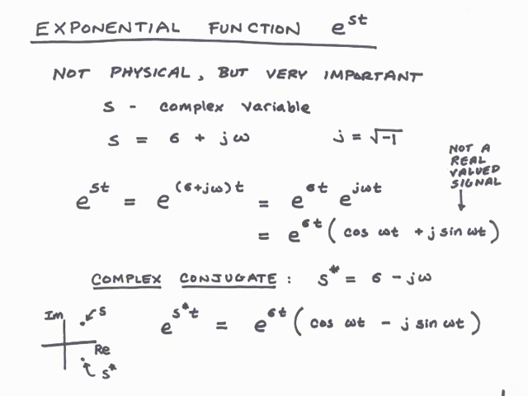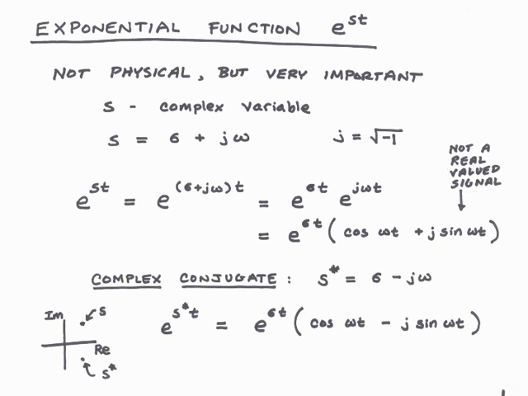The reason why we use j rather than i is because this field was founded by electrical engineers, and they wanted to reserve i for the current. We'll put this definition for s into our formulation e to the st and evaluate it. So e to the st is e to the quantity sigma plus j omega t. Separating this into parts, we find it's e to the sigma t times e to the j omega t.